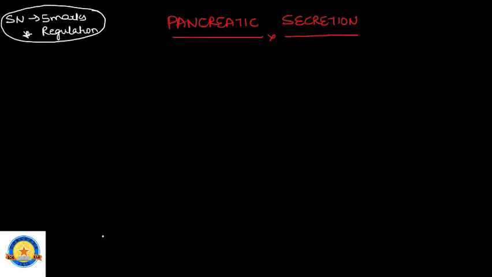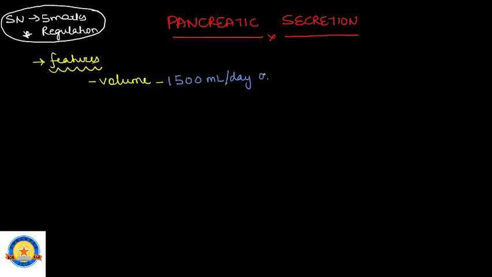First of all, what are the features? We will learn these features under the following headings. First, what is the volume? What was the volume of gastric juice? It is 2.5. What is the volume of saliva per day? 1500 ml per day. What is the volume of pancreatic juice? Same as saliva, 1500 ml per day or 1.5 liters per day.